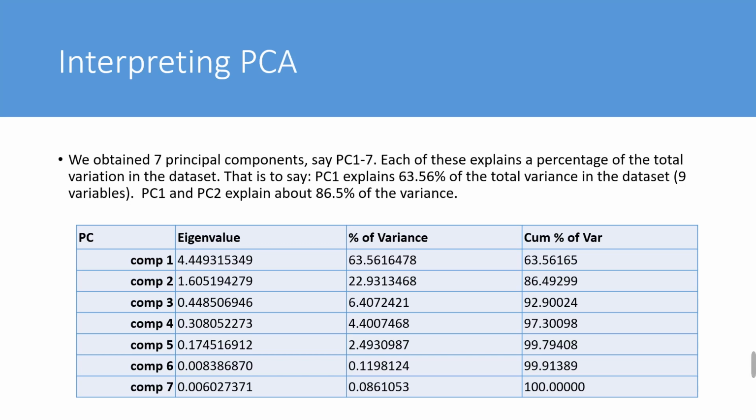Then the second principal component explains about 22.93, and cumulatively, component 1 and 2 explain about 86.5% of the total variance in our data sets.